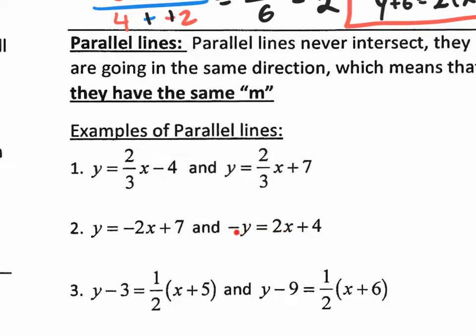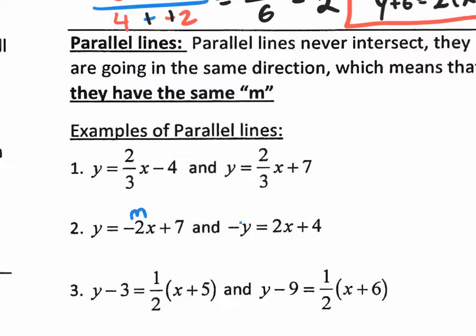So you have to change the way it looks first. You have to make it look like slope-intercept form or point slope form to be able to look at your m safely. So number one, we really do have the same slope, 2/3 on both of them. These are definitely parallel. These are all examples of parallel lines. This one's in slope-intercept form. The m value is -2.